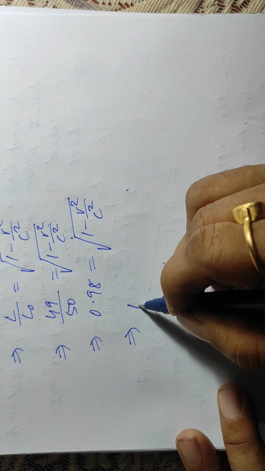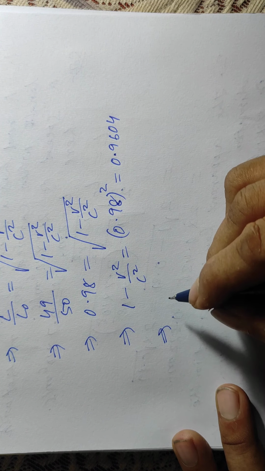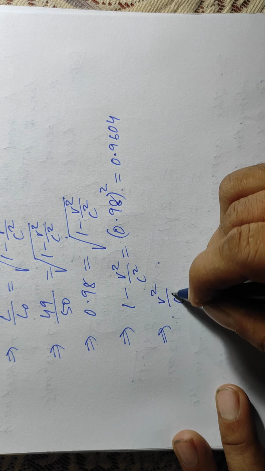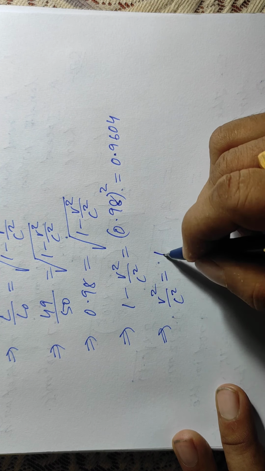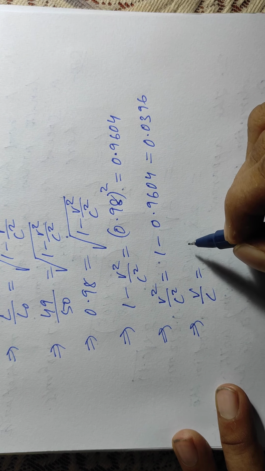So now minus V square by C square will go to the right hand side, and this term will go to the left hand side. So V square by C square is equal to 1 minus 0.9604, which is equal to 0.0396. So what is the value of V by C? That means take the square root of this one.